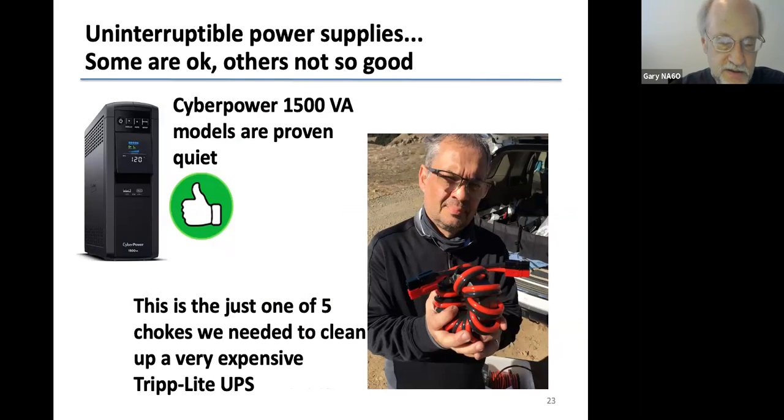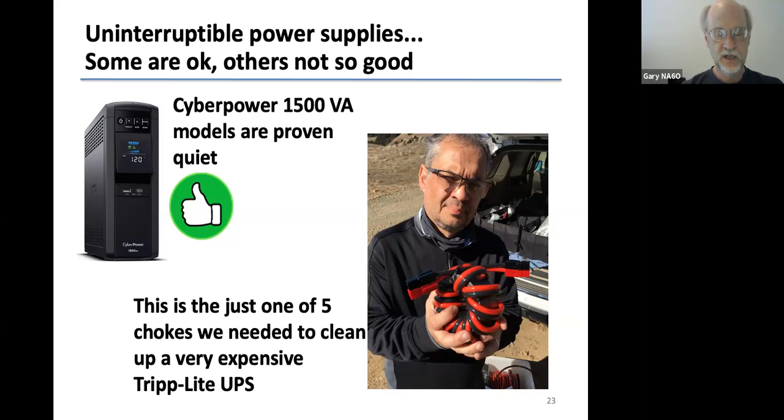Uninterruptible power supplies, UPSs, some are good, some aren't so good. The world is pretty well established that the little ones from CyberPower, 1500 VA, these models are proven quiet. They're very good. They don't have a long run time. Running at full load, it's a matter of minutes, but it'll run a desktop computer, say running 50 watts or so, might run it for an hour or something like that. Those are very quiet. They're cheap, 250, 300 bucks, somewhere around there.